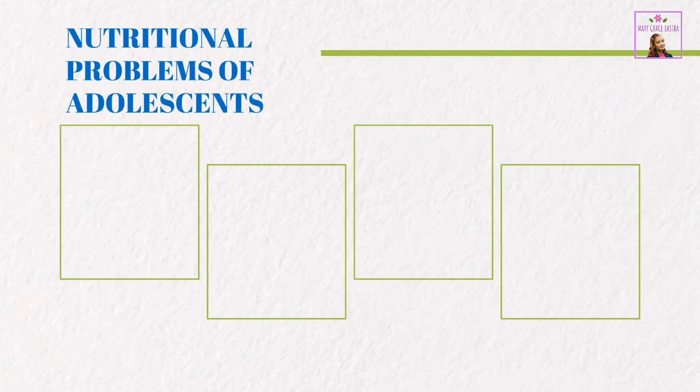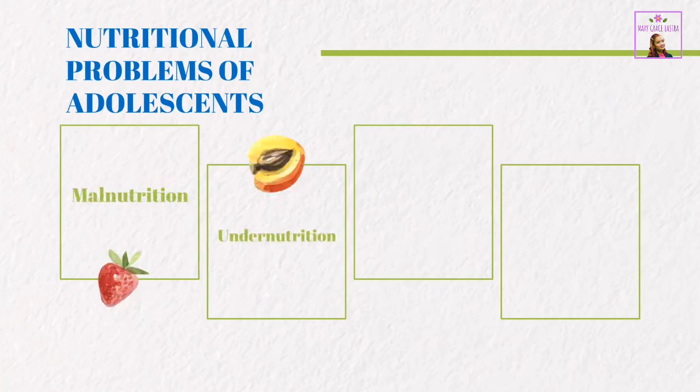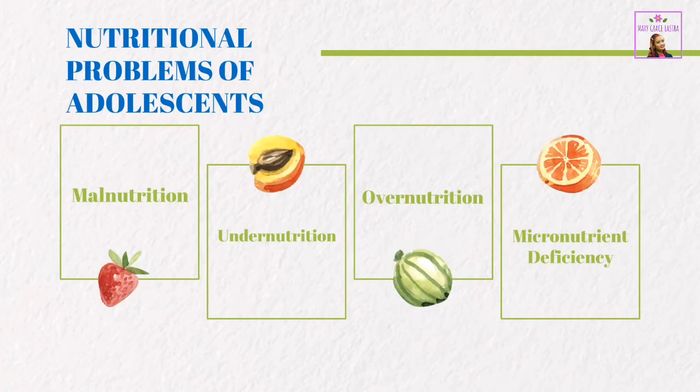Nutritional problems of adolescence. Malnutrition, undernutrition, overnutrition, micronutrient deficiency.